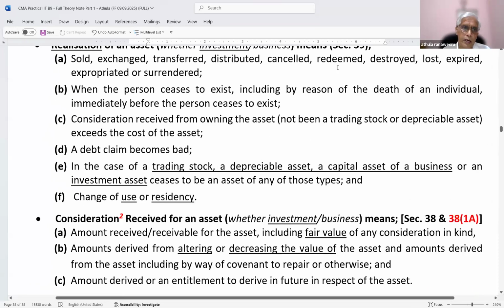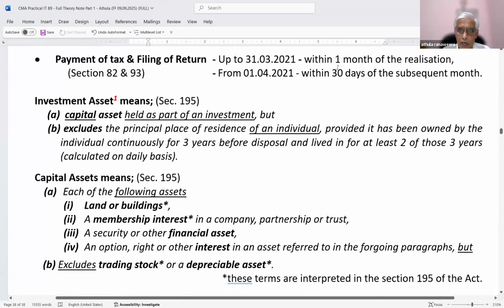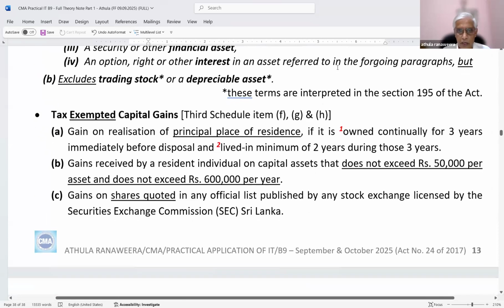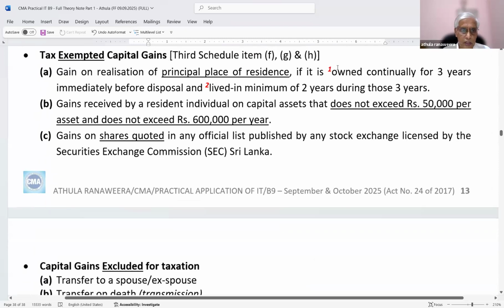Yeah, previous day we completed the balance part of investment income. Then thereafter we started the business income. Now today we will continue from that point onward.